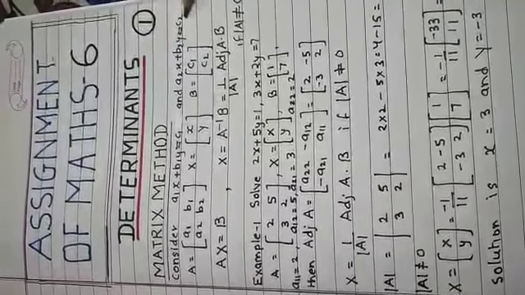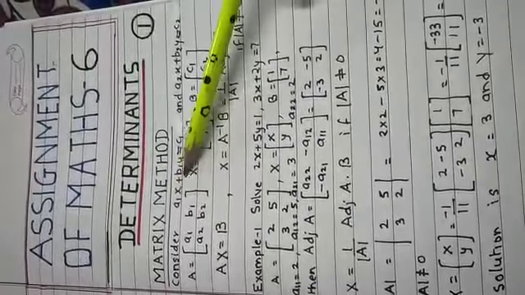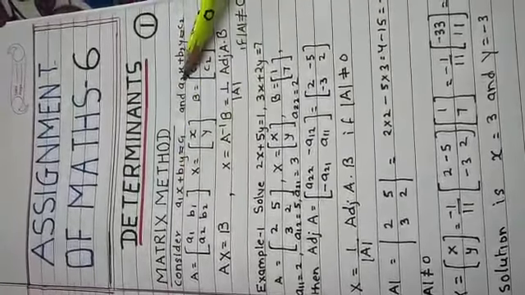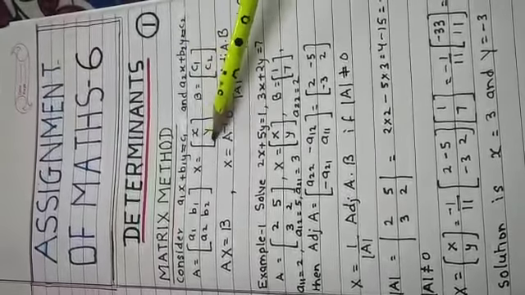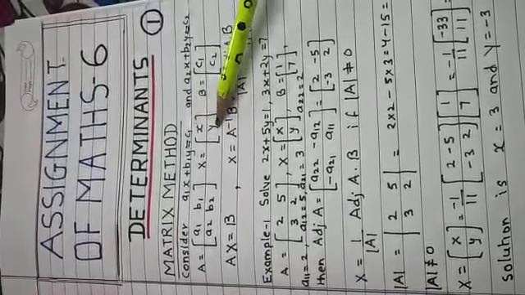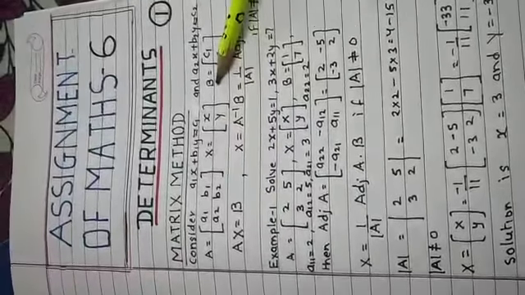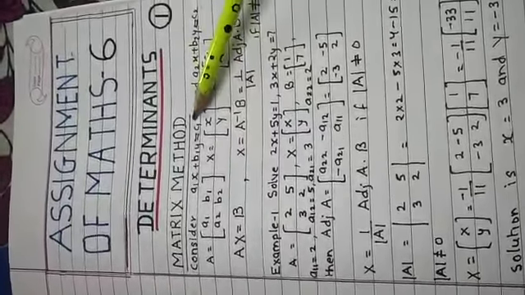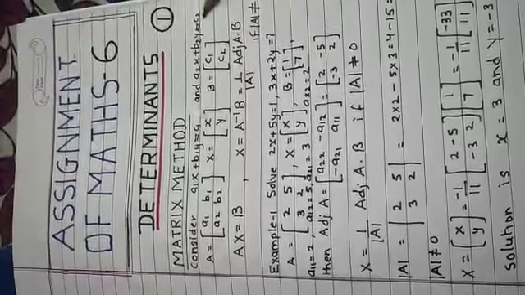We make matrix A with the coefficients a1, b1 of x and y, and a2, b2 of x and y. What is the X matrix? The X matrix is the matrix of x and y, the variables we need to find. What is B? B is the constants on the right side of the equality, c1 and c2.